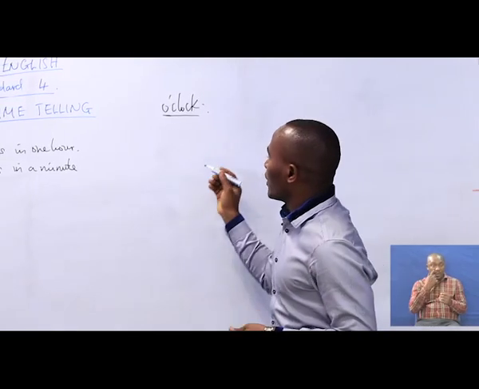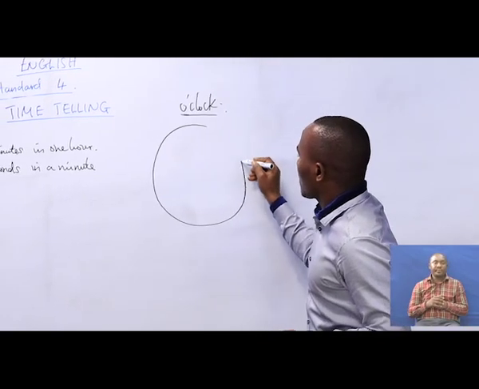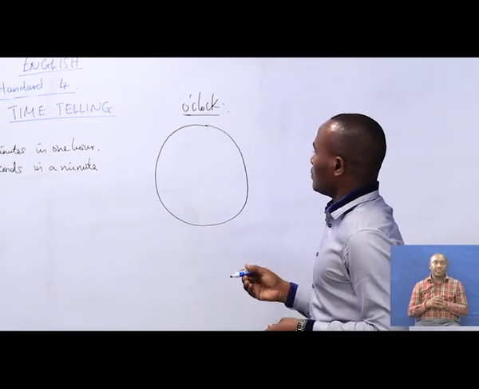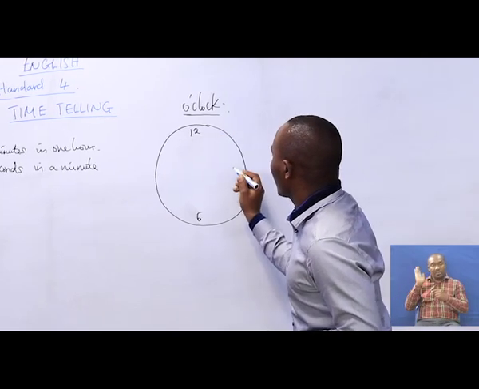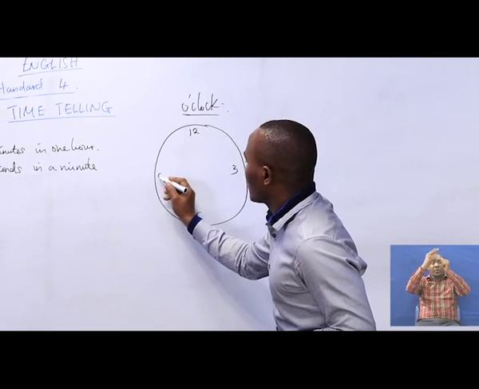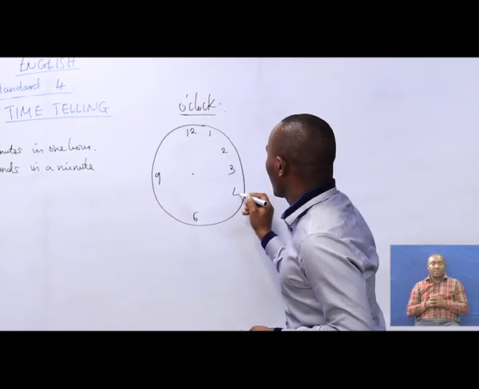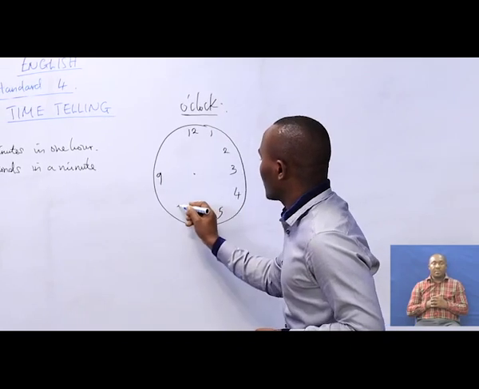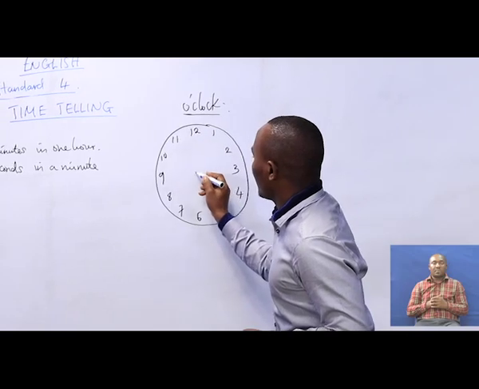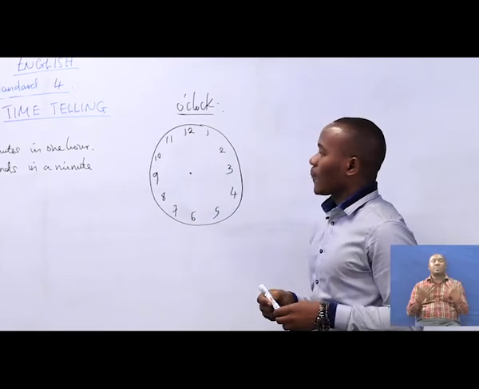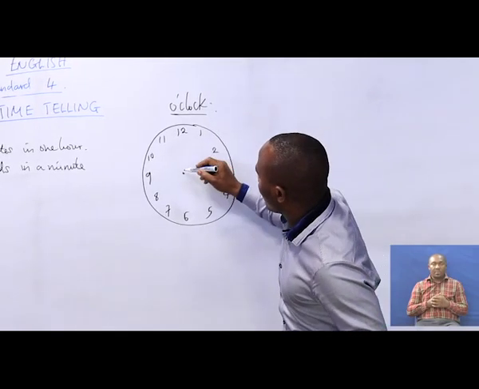So let's see the example here. Number 12, number 6, number 3, number 9. 1, 2, 4, 5, 7, 8, 10, 11. Now we want to see, how does o'clock read?